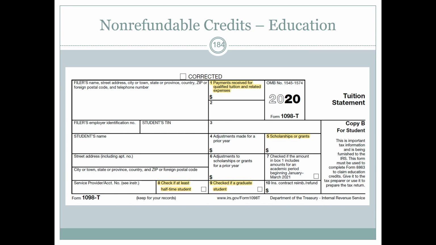You want to pay close attention to box 1 and box 5. And the reason being is, if the qualified tuition and related expenses are, say, $5,000 and they received a scholarship or a grant for $4,000, well, that $5,000 has to be reduced by the scholarships. So in actuality, the taxpayer would be only entitled to $1,000 of qualified expenses. So we want to pay close attention to those two boxes, because again, scholarships or grants reduce the amount that the taxpayer can claim.